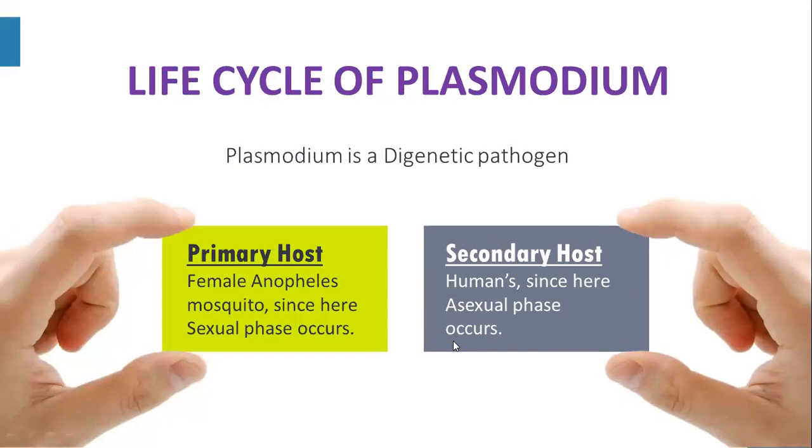The secondary host now becomes the human being. When such an infected female Anopheles mosquito bites a normal human being, it adds from its saliva the young ones of this particular Plasmodium. Due to this, in the human being a large amount of Plasmodium will come, and they undergo continuous mitosis, an asexual process. Because of this asexual process, the number increases and they go on destroying the human RBC, which results in malaria. So the human being is the secondary host, while the female Anopheles mosquito is the primary host.